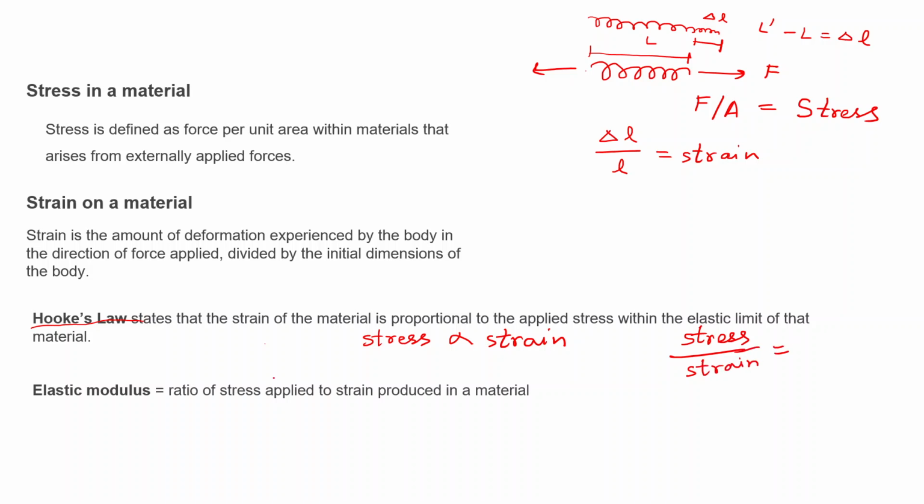And when we take the ratio of these two, this is defined as the elastic modulus. The ratio of stress applied to the strain produced in the material is what we know as the elastic modulus of the material. So this is true for any object, and the ratio is what we define as the elastic modulus. Now we will see that we have different kinds of elastic modulus depending on the different ways in which the force is applied and the different ways the deformation is happening in that particular body or material.